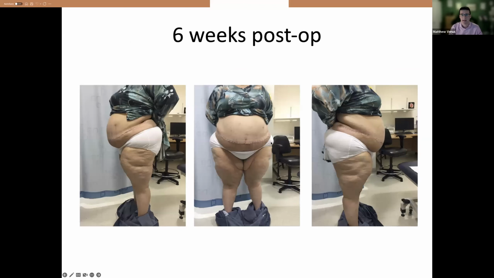So this patient can now get on with her life a bit better. This is actually the first patient I showed you who was leaning backwards. She can stand up straight, and she can go and see my colleagues in bariatric surgery for a bariatric procedure to help her lose the remaining weight.